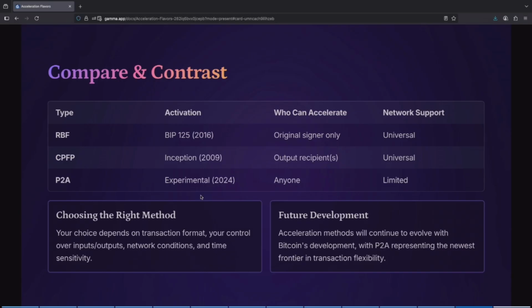So regarding P2A, it does mean, if I believe right, that you have to include the P2A output in your first transaction. Yep. So no matter what, under standardness rules, there has to be a second transaction that spends from it. Right. So that would mean that if you don't need to accelerate, now you're paying more than you would otherwise have needed to pay. Is that right?